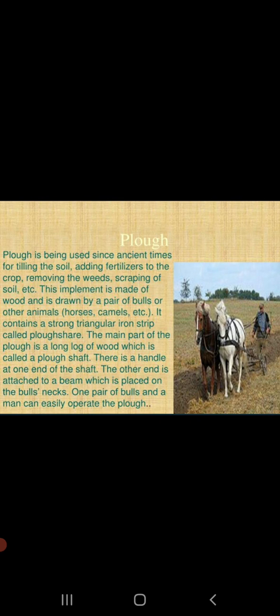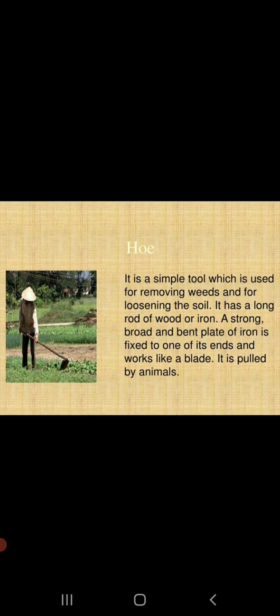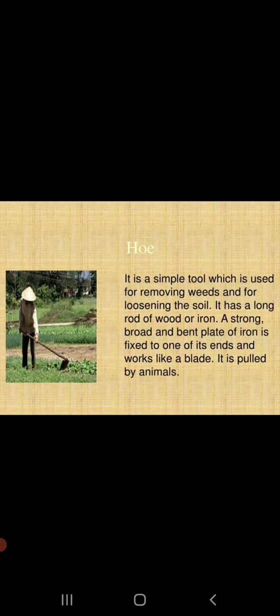The other agricultural implement that we'll study is hoe. A hoe consists of a long rod of wood or iron. A strong, broad and bent plate of iron is fixed to one of its ends. The bent plate acts as a knife. Now, hoe is used for loosening of the soil and the knife part is used for cutting off the weeds.